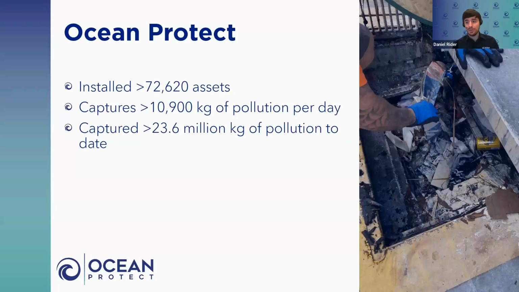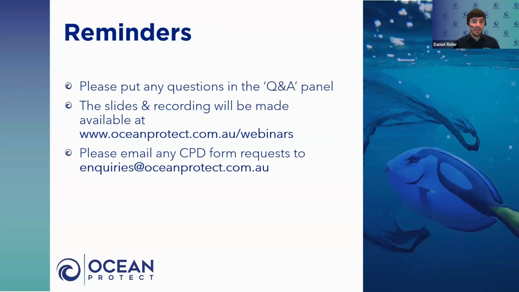For those of you not familiar with Ocean Protect, we have installed over 70,000 assets in Australia. We estimate that's about capturing 11,000 kilograms of pollution per day, and to date, an estimation of about 24 million kilograms of pollution. All of those numbers are really based on these assets being maintained, and that's why we made today's session about WSUD asset maintenance, to highlight the importance and some common questions in this space.